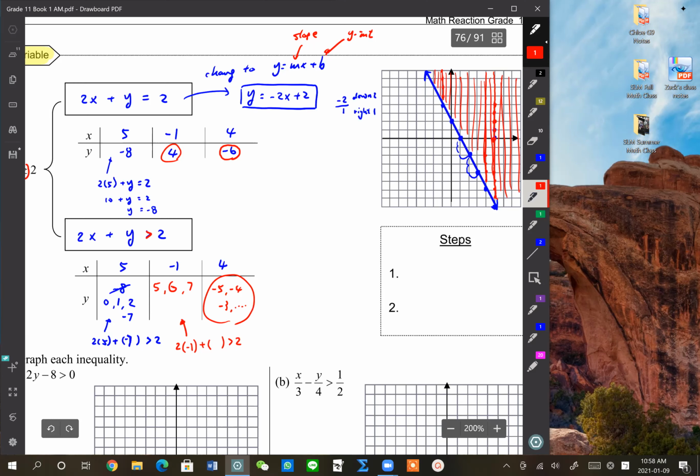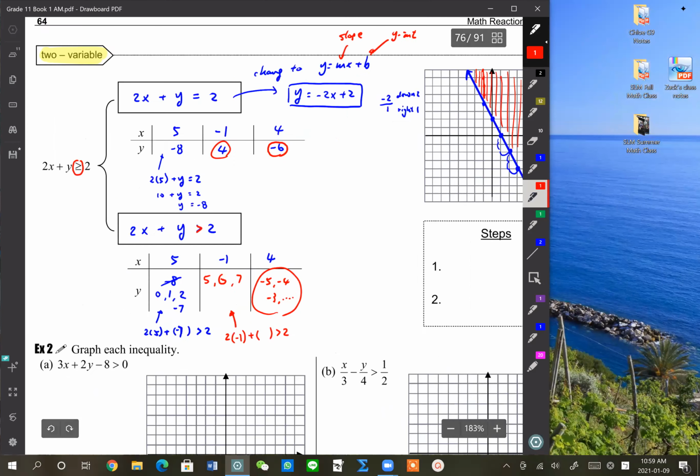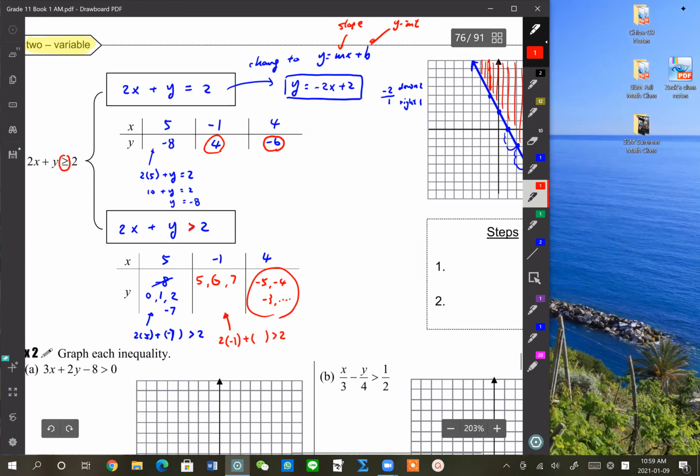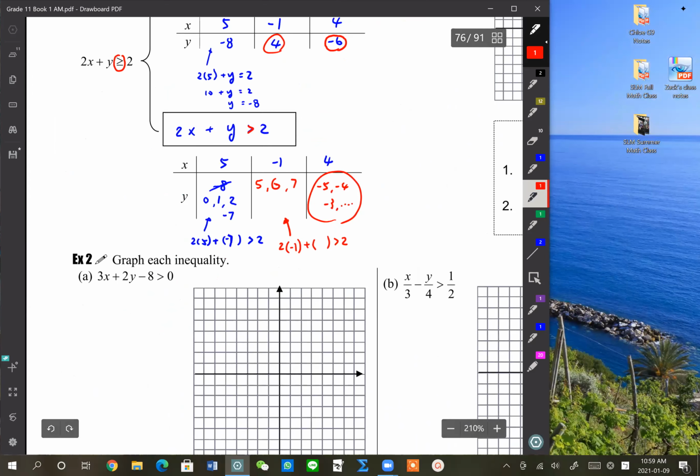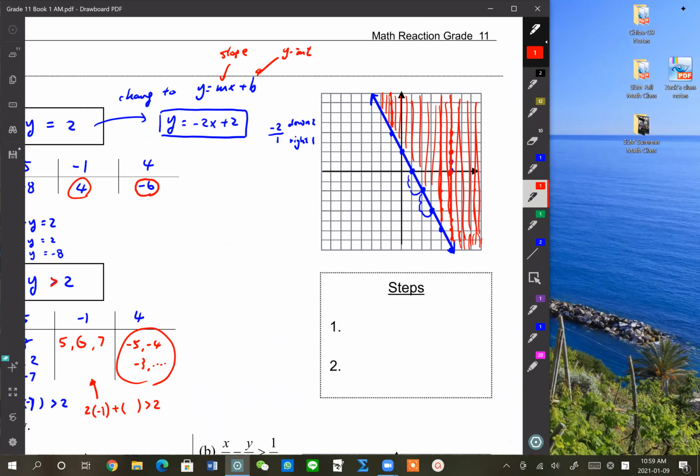If it's equal, then it's only the blue line. If it's only greater than, only inequality, then it's an area. What if the question has only inequality and there's no equal, like question 2A, there's no equal sign? When that happens, instead of drawing a solid blue line, you need to use dashed lines, broken lines, to show that there's an invisible wall, an invisible boundary.